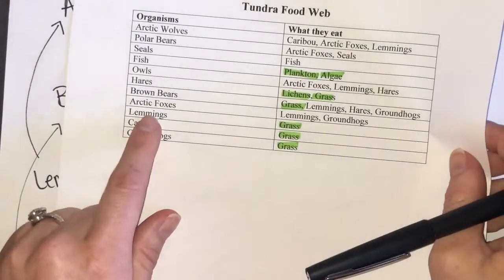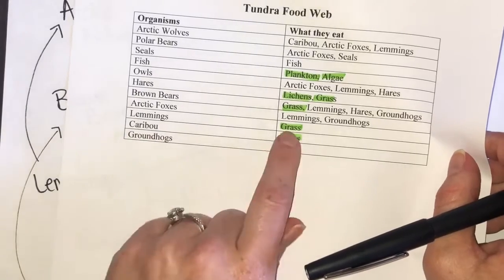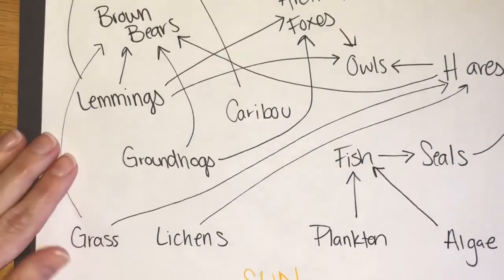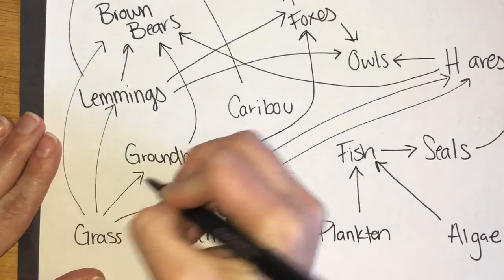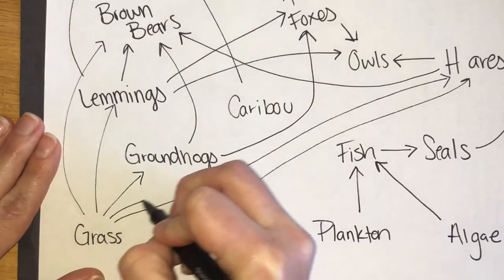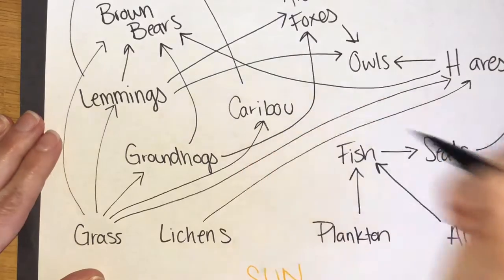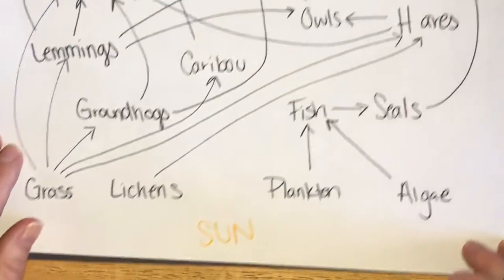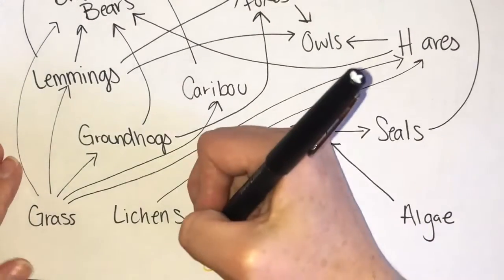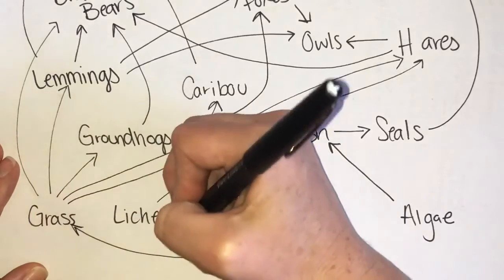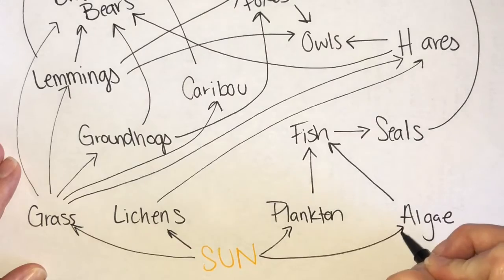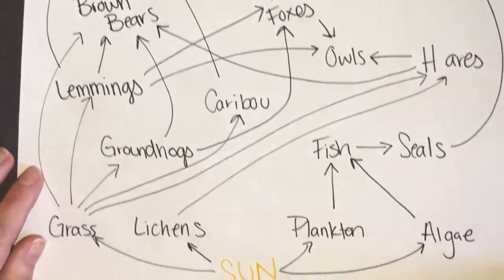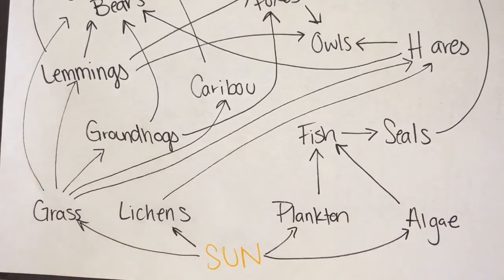And then last, lemmings, caribou, and groundhogs all eat grass. So I'm going to draw lemmings, groundhogs, and caribou. Okay? And then the last thing I'm going to do is show that the grass, lichens, plankton, and algae get their energy from the sun. So, now my web is complete.